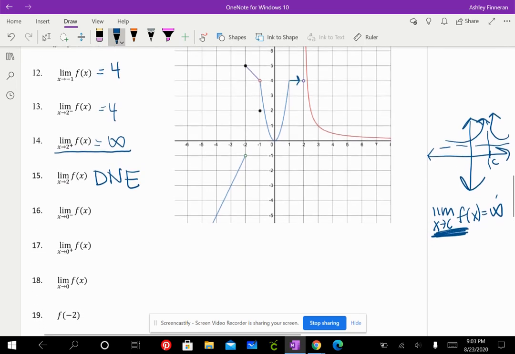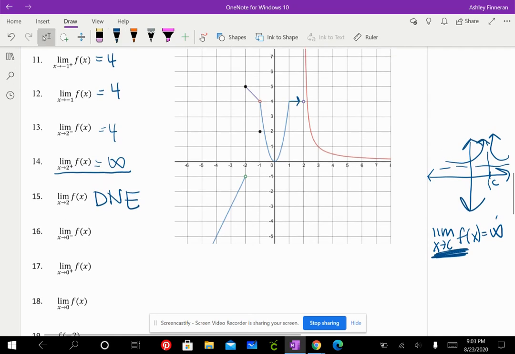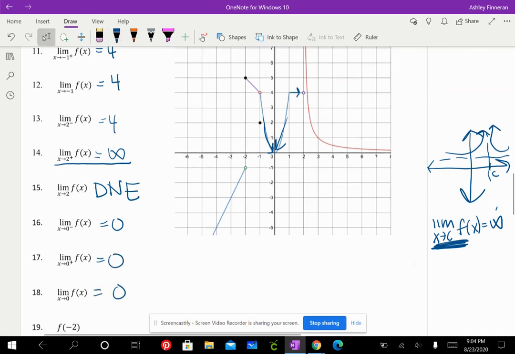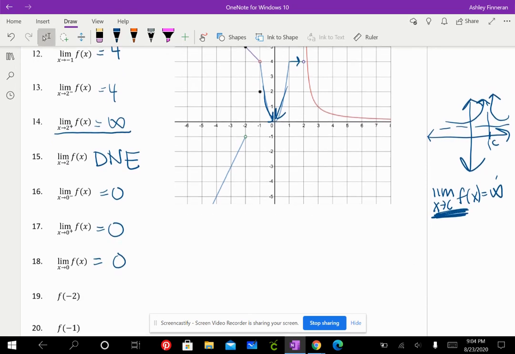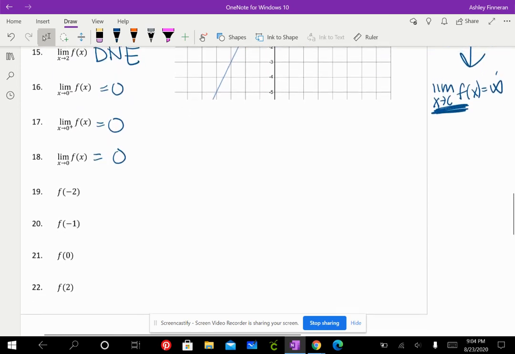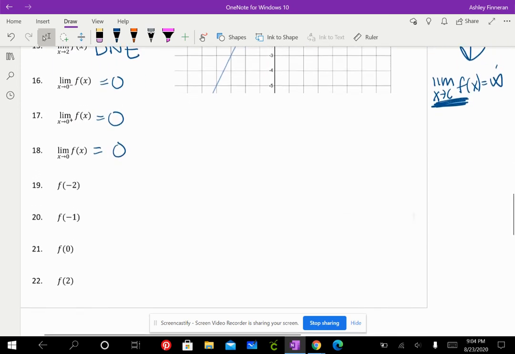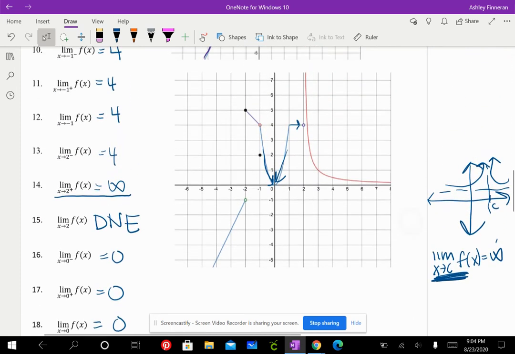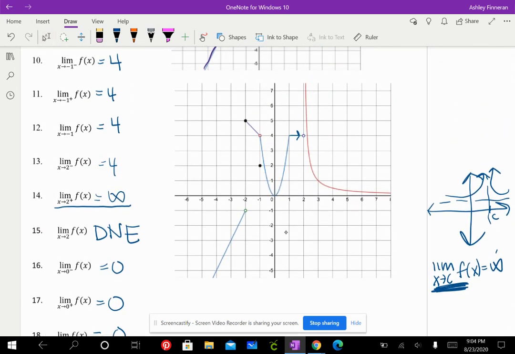The next 3 questions go together as well. So it says, what's the limit as x approaches 0 from the left? Well, from the left, it's approaching a y value of 0. From the right, a y value of 0. And since those are the same, the limit as x approaches 0 is 0. And now we have 4 questions. We want to find f of -2, f of -1, f of 0, and f of 2. And that's just asking for the y values at those points.